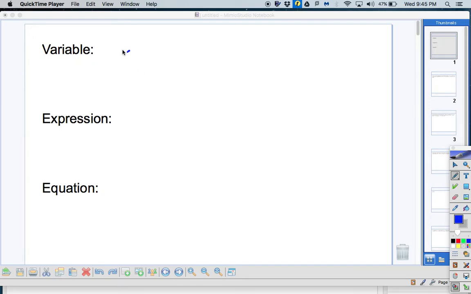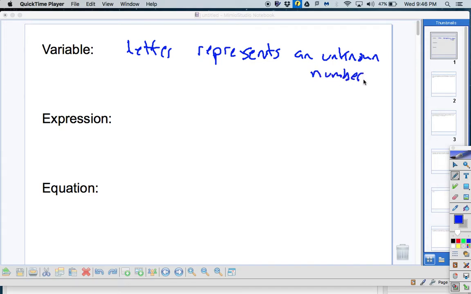A variable is simply going to be a letter that represents an unknown number. So a letter that represents an unknown number. And it's really important to remember that at the end of the day, we are talking about numbers. Okay? Yes, we use letters like X, Y, A, B, but at the end of the day, each of these is representing a number. So when we use letters as variables, what we're really replacing them with is unknown numbers. It's just a number you don't know.